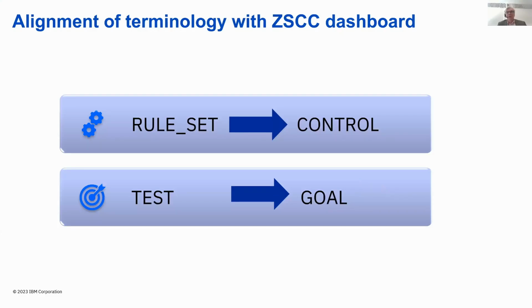One of the things we did was we aligned the terminology to align more with the zSecure dashboard, which came from the cross-platform dashboard. So in terminology, what we called in CARLa in the past the rule set, we now call a control. And what we call the tests, we now call a goal. So syntactically, they're almost aliases. But also, all the places where we show these things, we try to align with the terminology in the dashboard so that you see less confusing differences between ISPF and the dashboard.